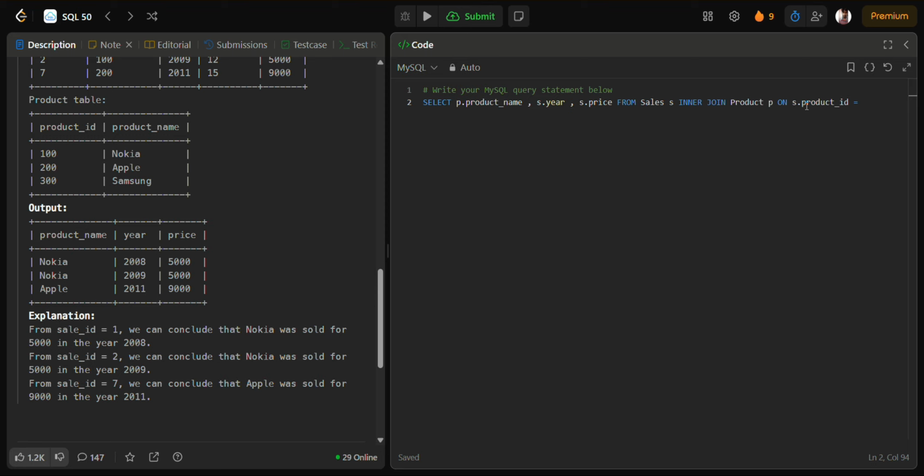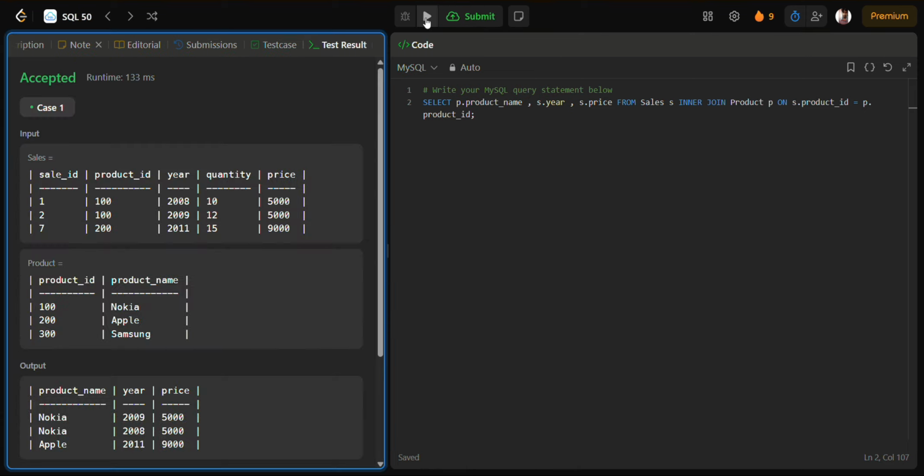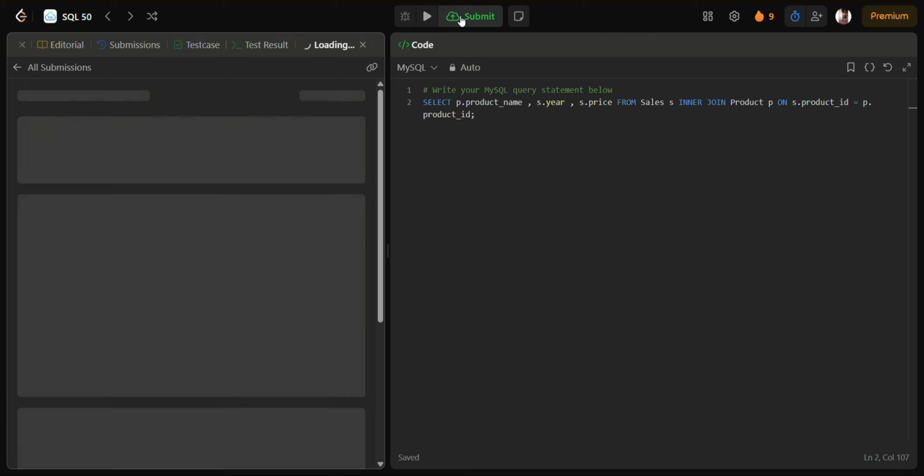The reason we use an inner join here is because it ensures that only those sales records that have a valid product entry in the product table will be included in the result. This approach is efficient and ensures data consistency since every sale will display the correct product name alongside its year and price.